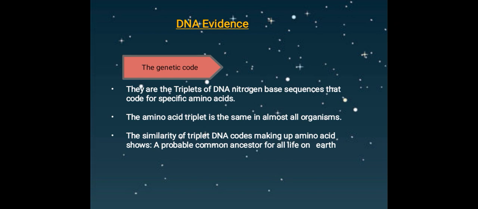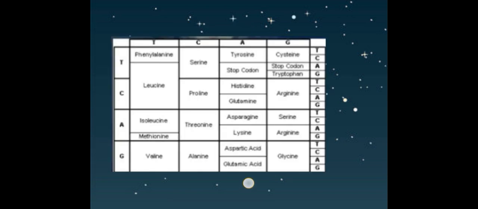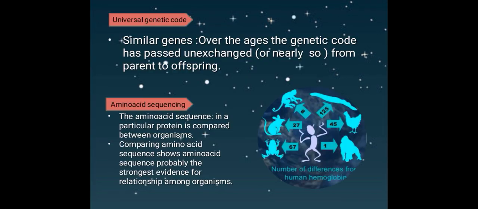So, this shows the universal genetic code. Over the ages, the genetic code has passed unchanged, or nearly so, from parent to offspring. Amino acid sequencing in a particular protein is compared between organisms. Comparing amino acid sequences is probably the strongest evidence for relationship among organisms.